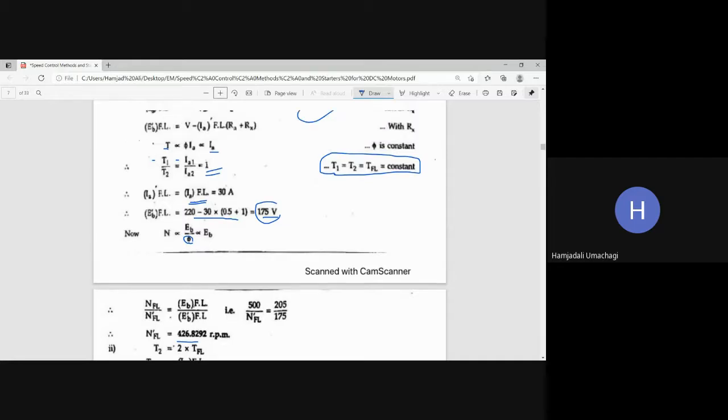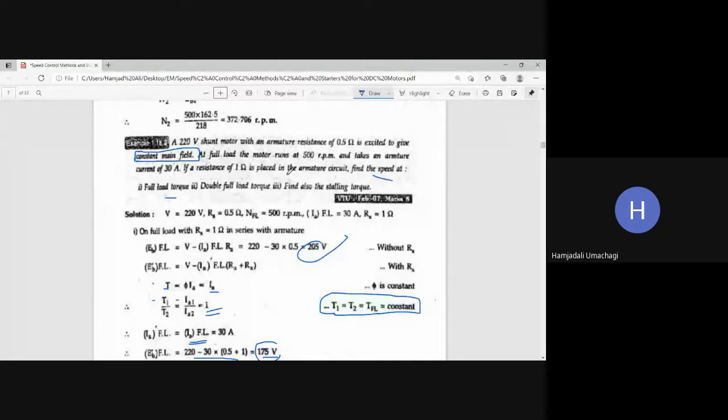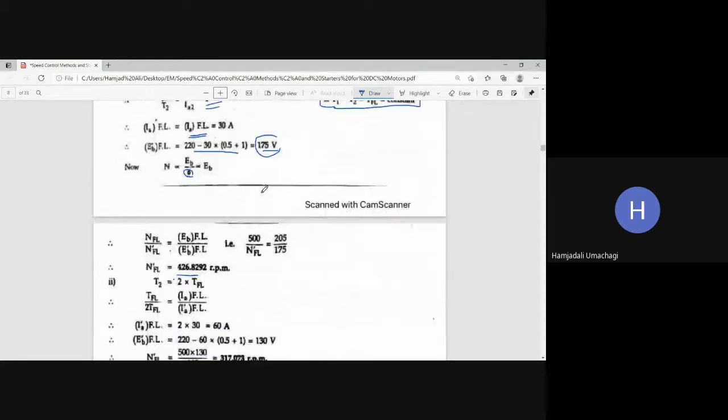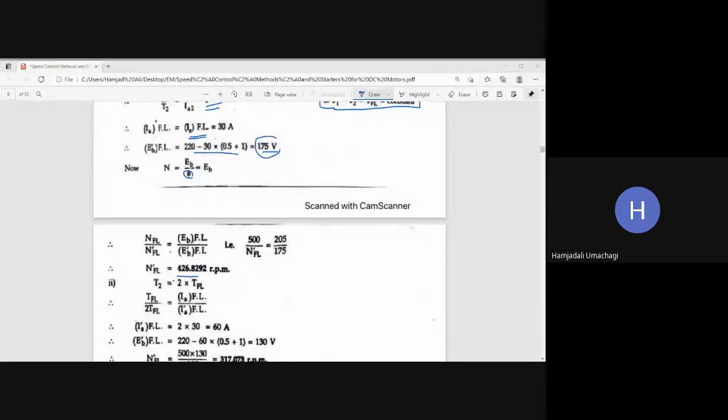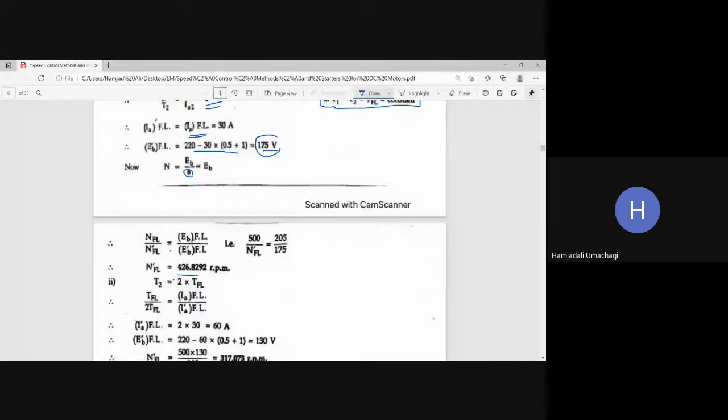Okay. Now in the second case, we are supposed to find the speed when torque is what? Double the full load torque, 2 times the TFL. So the second case is you should calculate the speed when torque is 2 times that of the full load torque. So now the second torque is 2 times the full load torque.